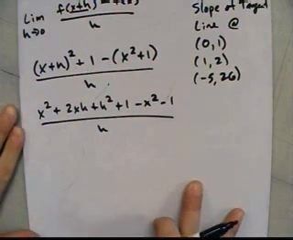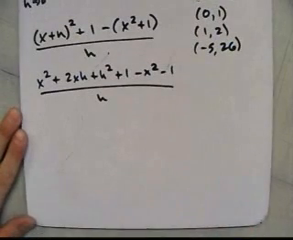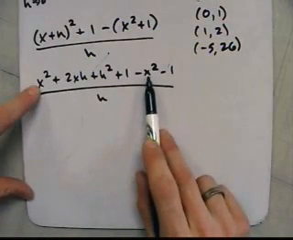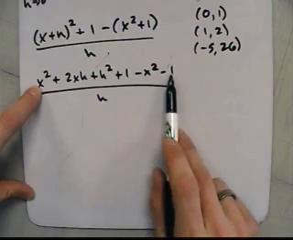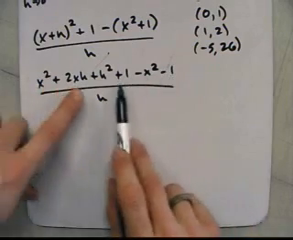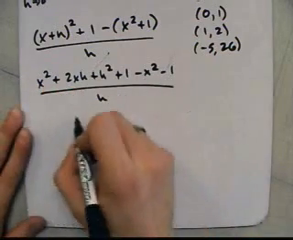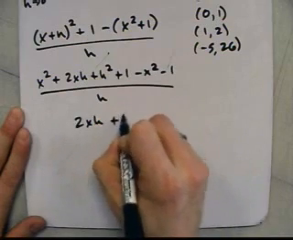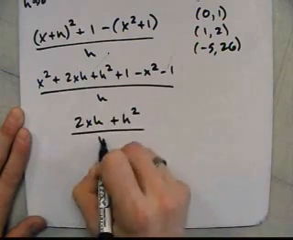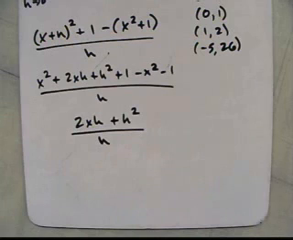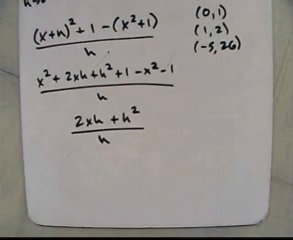All right, so let's figure out what we're headed towards. Looks like my x squared and negative x squared cancel. My 1 and negative 1 cancel, and that's about it. So pretty much everything that doesn't have an h cancels. I'm left with 2xh plus h squared, and then dividing that by h. That's what I'm left with right there.